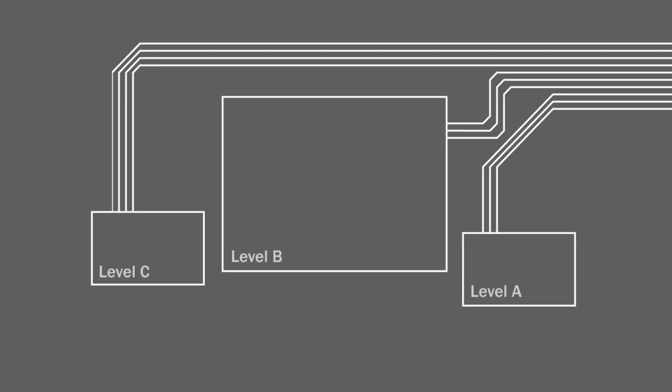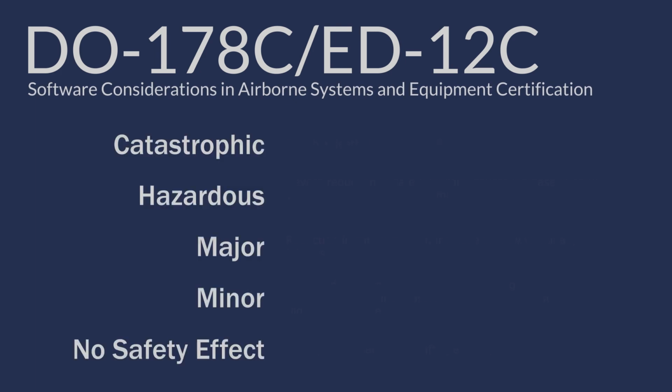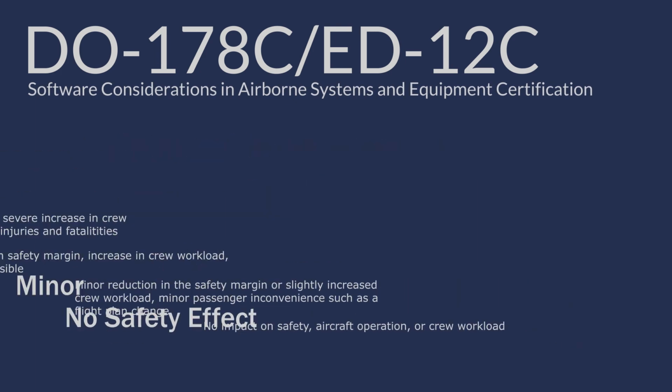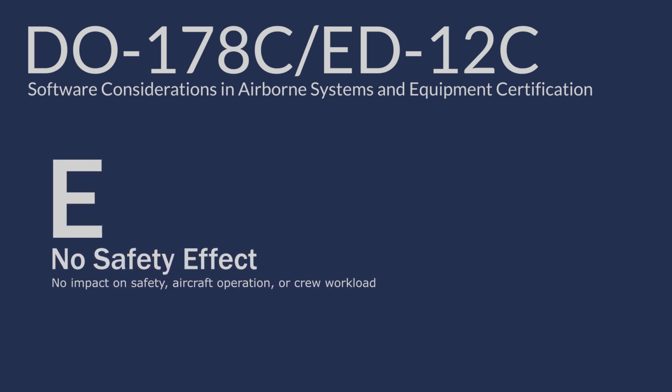The ARINC 653 standard addresses the problem of running different applications with different design assurance levels on shared hardware. Design assurance levels describe different levels of safety criticality for avionics certification. The DO-178C standard describes 5 levels of failure tolerance. Level E is the least critical, and a failure of a Level E system will have absolutely no effect on the safety of an aircraft.